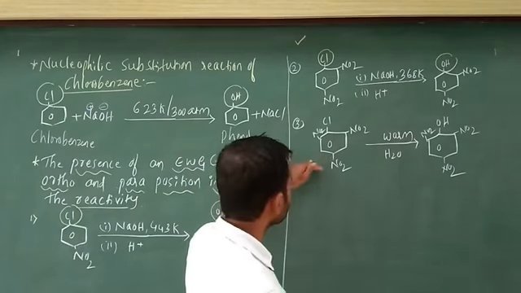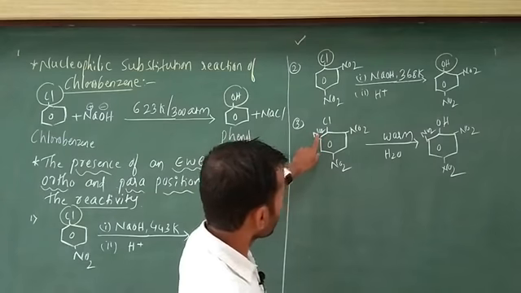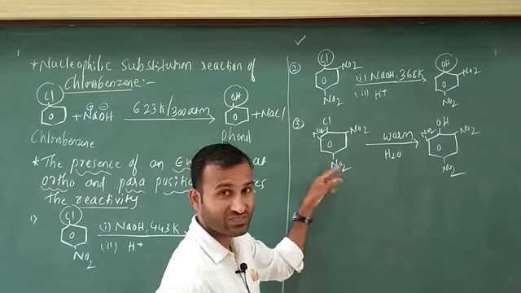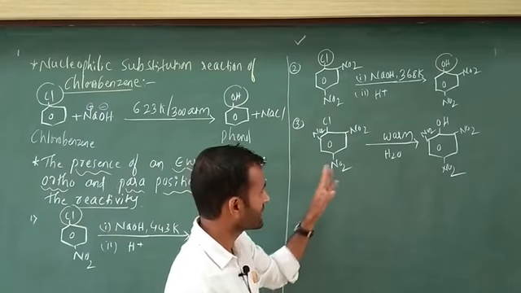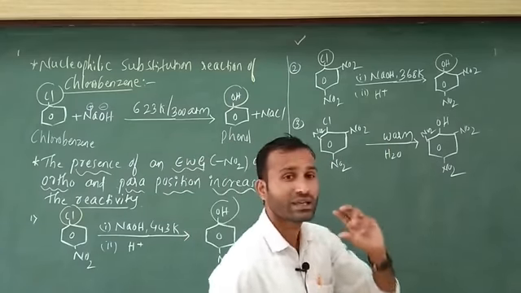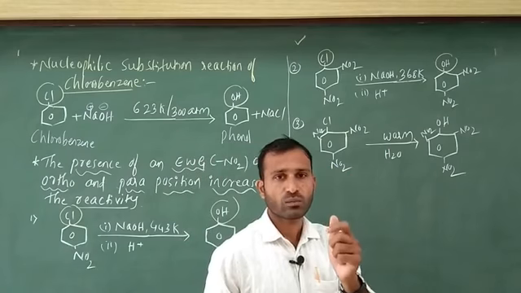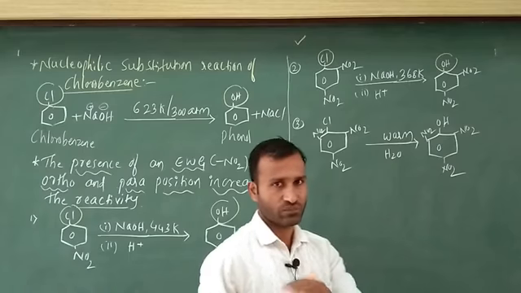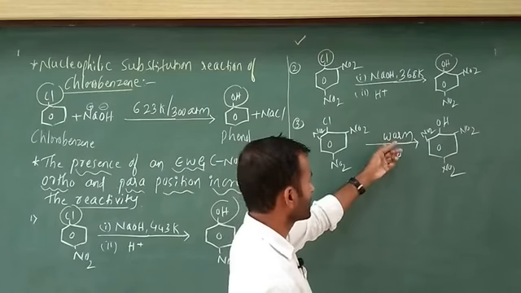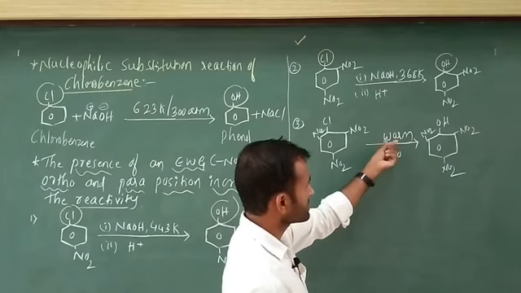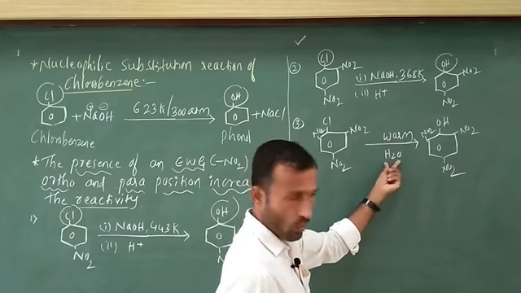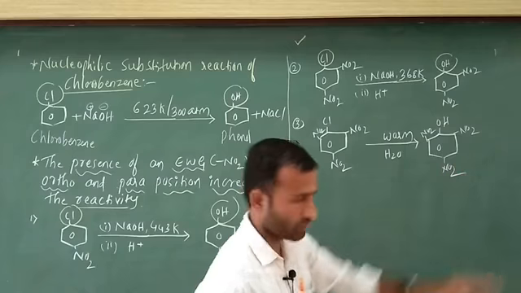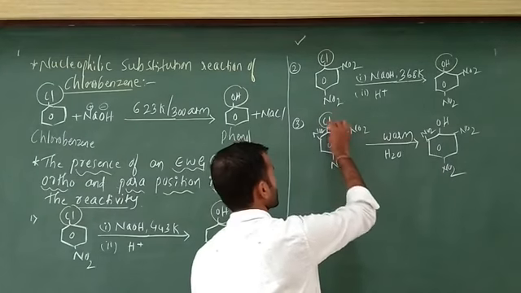Now the third one: here one NO2, 2, 3. Totally how many NO2 are there? Three NO2. Next, Cl is there. They just maintain warm. Bear in mind, it is important: heat is different, warm is different. Warm means just slightly warm. There is no exact temperature, just make it warm and add water, and automatically we are going to get 2,4,6-trinitrophenol. This is important, 2,4,6.